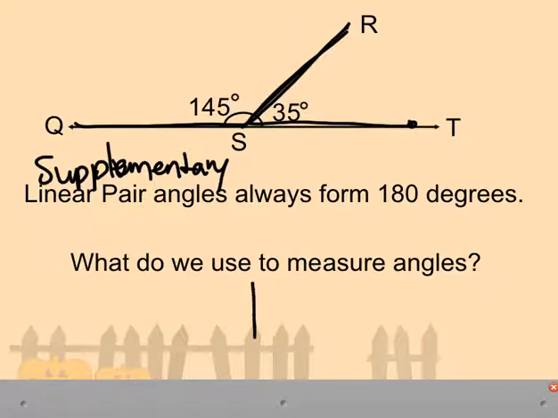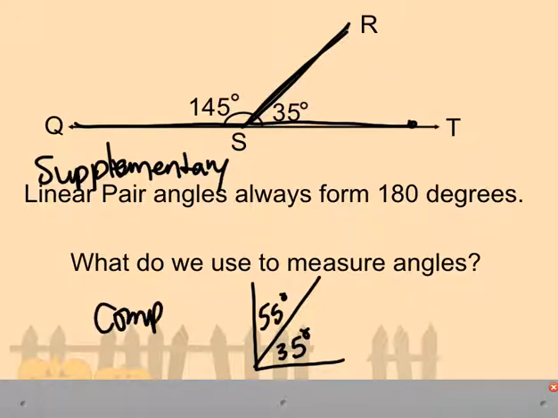But what if we only have angles that add up to 90, like 35 and 55? Well, we call those complementary, because they add up to 90 degrees. Okay, so complementary, they add up to 90. Supplementary, they add up to 180.